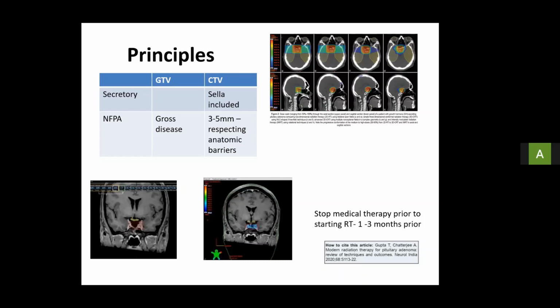Typically, even though these are benign tumors, for covering uncertainties in the post-operative setting, areas of microscopic spread which are not very easily visible at air-tissue interfaces in the sella, what we usually do is we give a 3 to 5 millimeter CTV and we respect anatomical barriers.